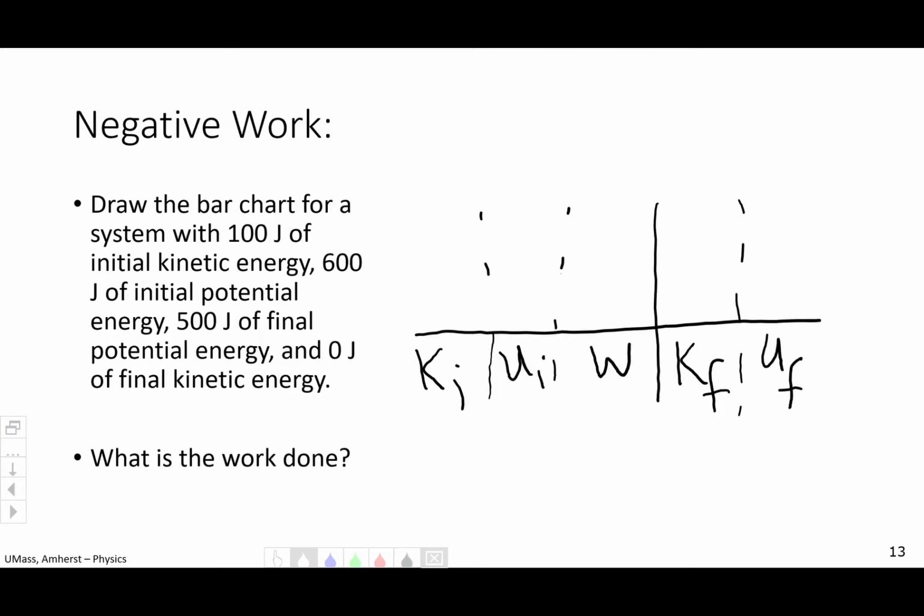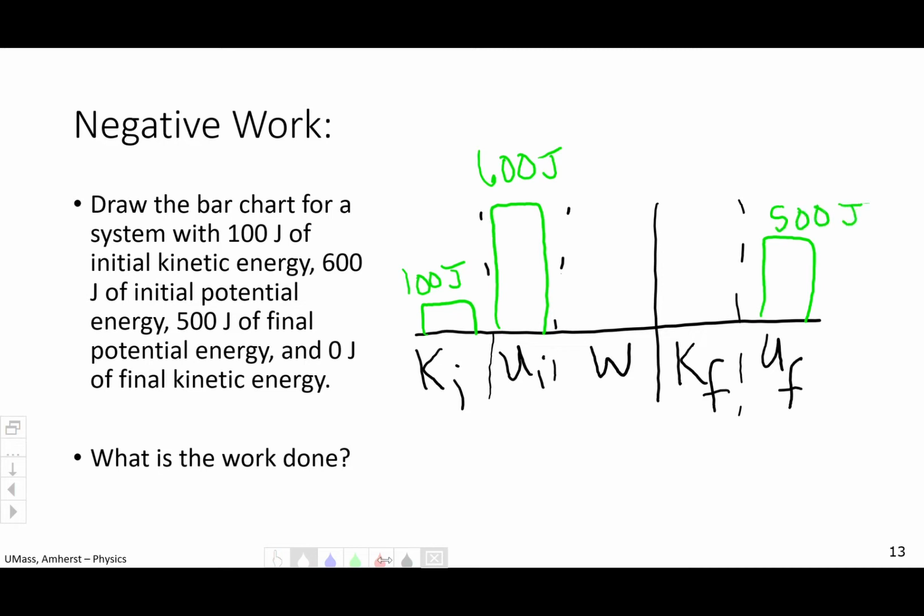So here we go. Let's draw a bar chart. I'm going to give you a little demo here. A system with 100 joules of initial kinetic energy. All right, let's do that. 100 joules. 600 joules of initial potential energy. Okay. 500 joules of final potential energy. And 0 joules of final kinetic energy.